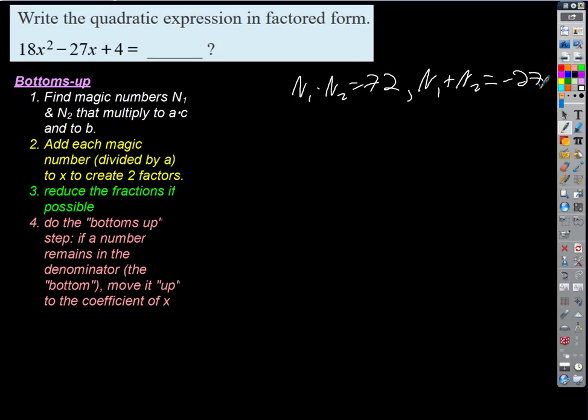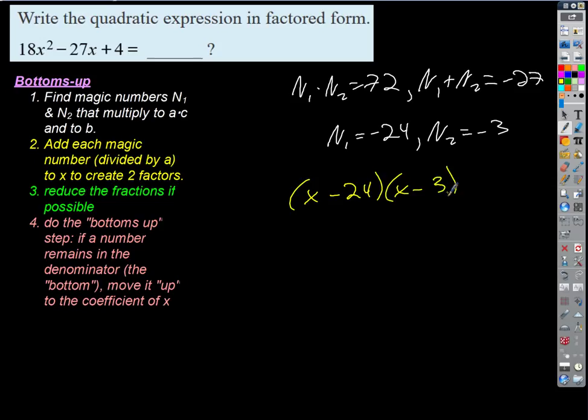Make the tables. If you're having a hard time finding those, make the tables. I'm going to skip it because we're out of time. So that's going to be N1 equals negative 24 and N2 equals negative 3, right? Correct. Then we end up with x minus 24 and x minus 3, right? But I got to divide the magic numbers by 18 again, and then I reduce the fractions. So I get x minus 4/3 and x minus 1/6. And I just go bottoms up, right? I'm done.